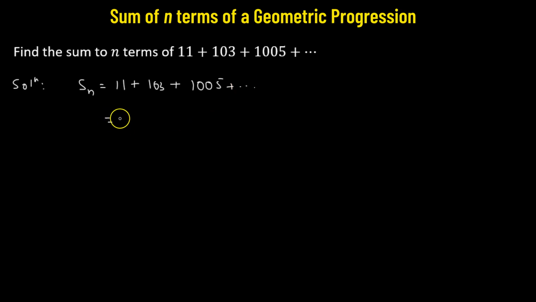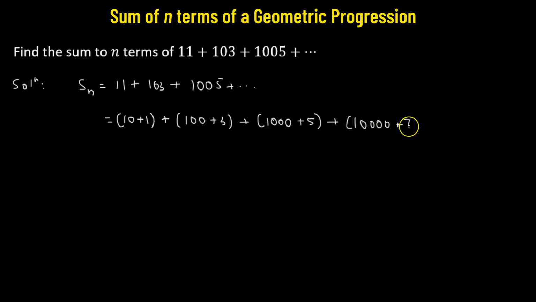Now 11 can be also written as 10 plus 1. 103 then will become 100 plus 3. Then we have 1005, which will become 1000 plus 5. So we can see the trend here. We can even predict the fourth term, so that will become 10,000 plus 7. So we have to find out the sum up to n terms.